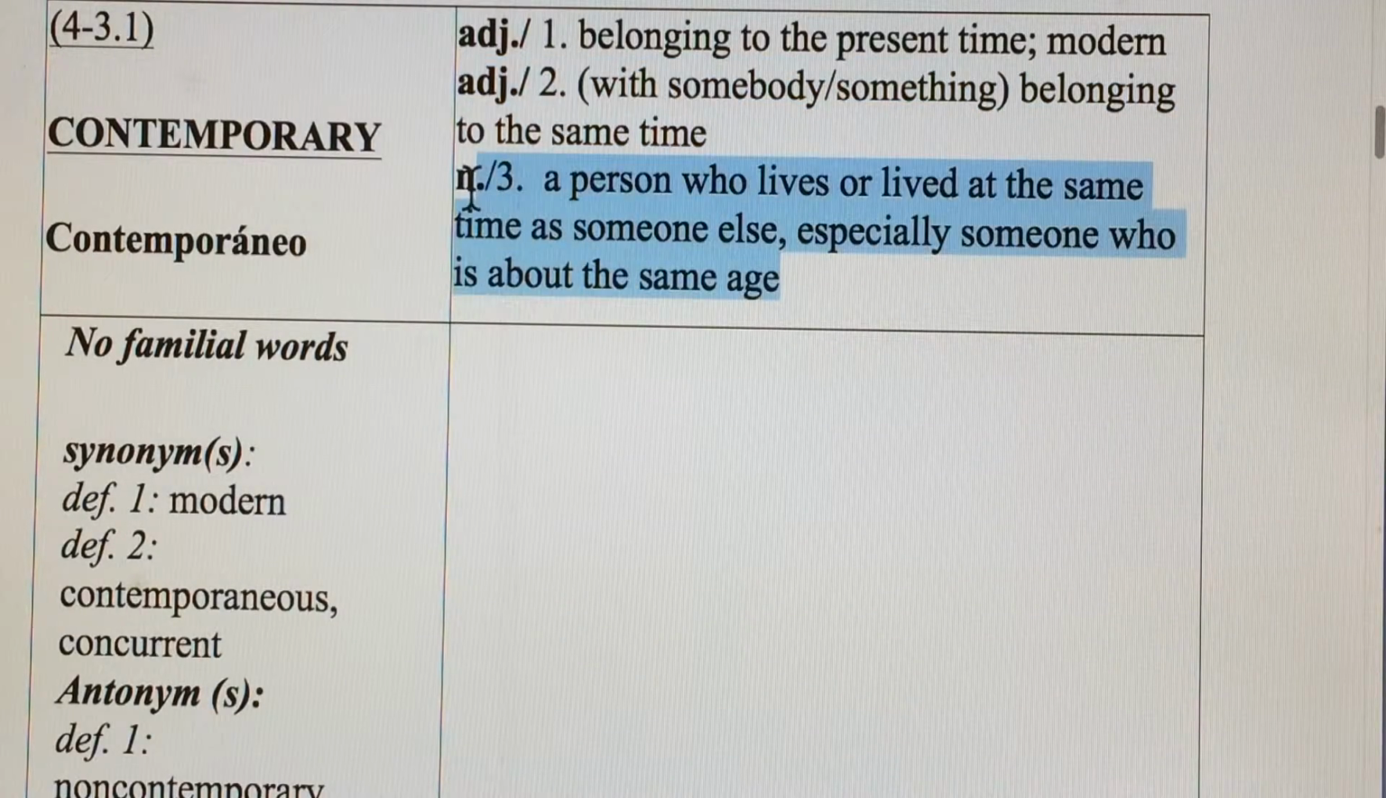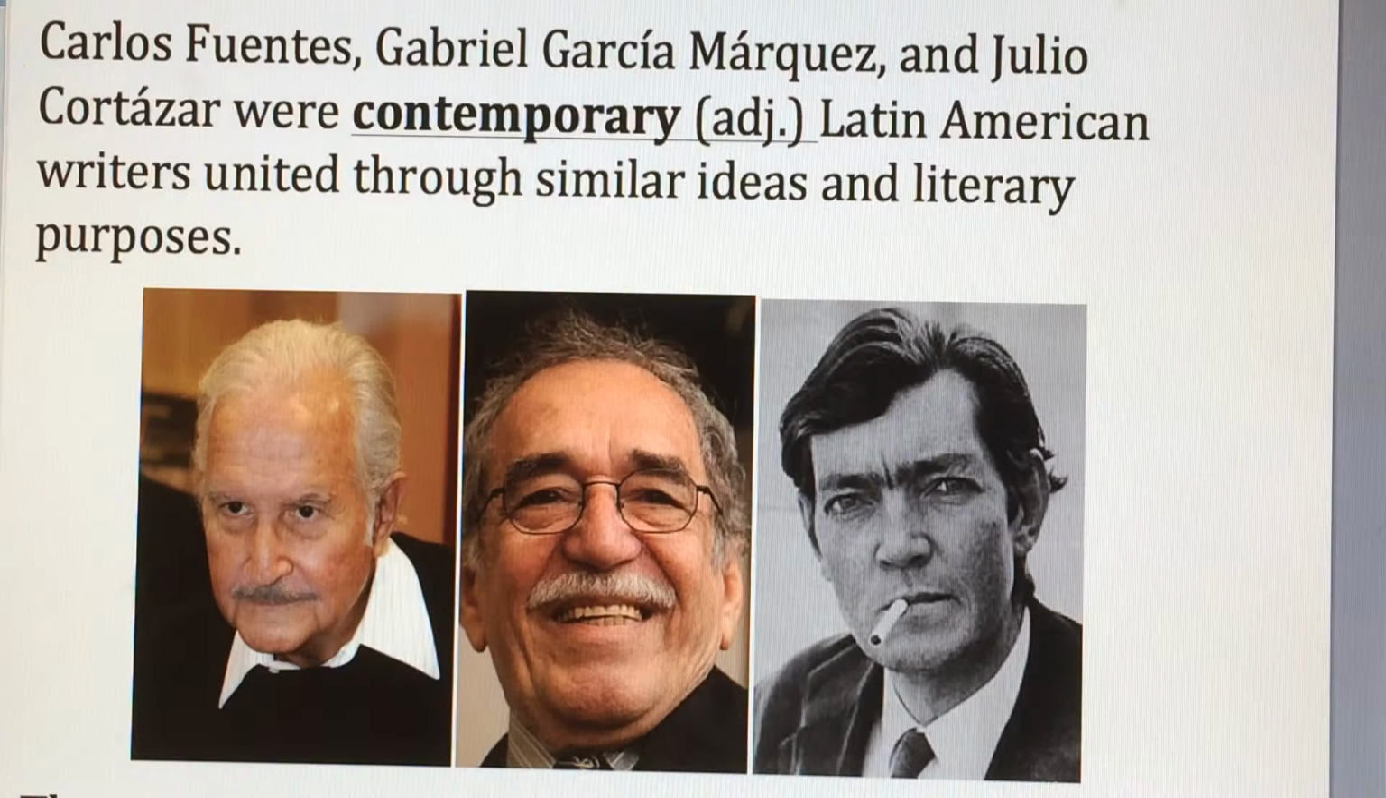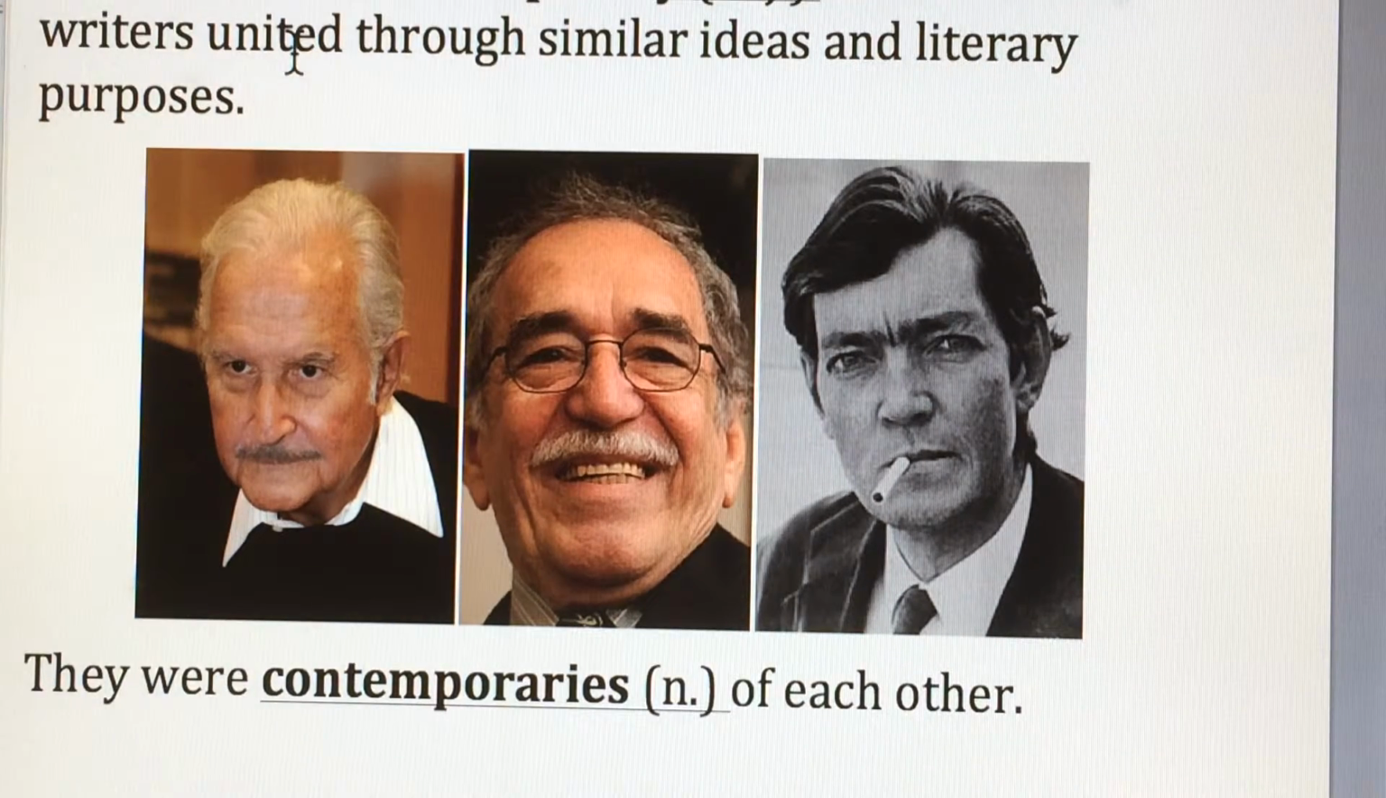The last one is a noun, and it describes a person who lives or lived at the same time as someone else, especially someone who is about the same age. Okay, so a lot of times you can say you are a contemporary of your siblings, living at the same time as your brothers and sisters, and you're about the same age. All right, or in history, these 3 gentlemen are contemporaries of each other. They lived at the same time, so you can call each of these authors a contemporary of each other.